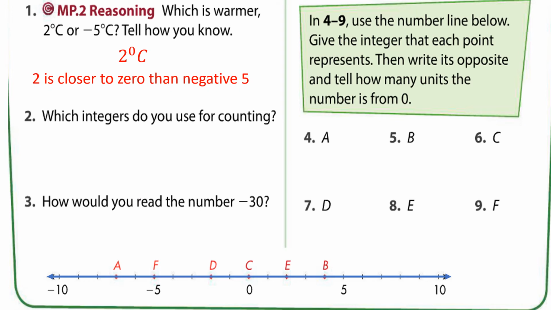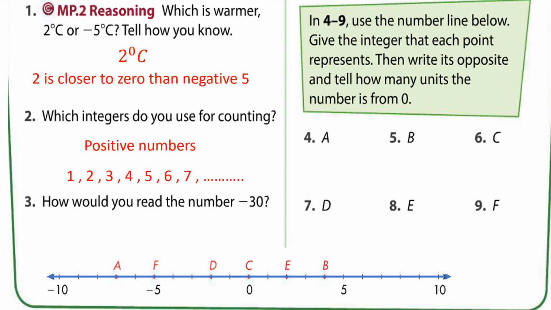Question 2, which integers do you use for counting? When you are counting, what are you gonna say? 1, 2, 3, 4, 5. Did you say negative? Of course, I didn't say any negative here. So which integers do you use for counting? Yes, of course, the positive numbers. So the positive numbers, of course, guys, are used for counting, like 1, 2, 3, 4, 5, and so on.